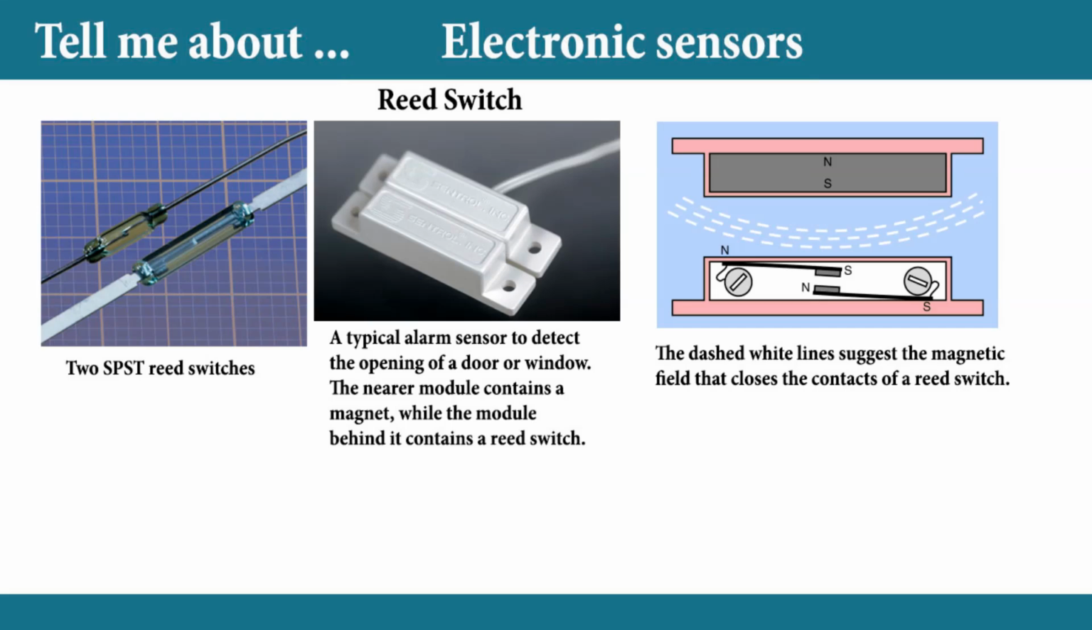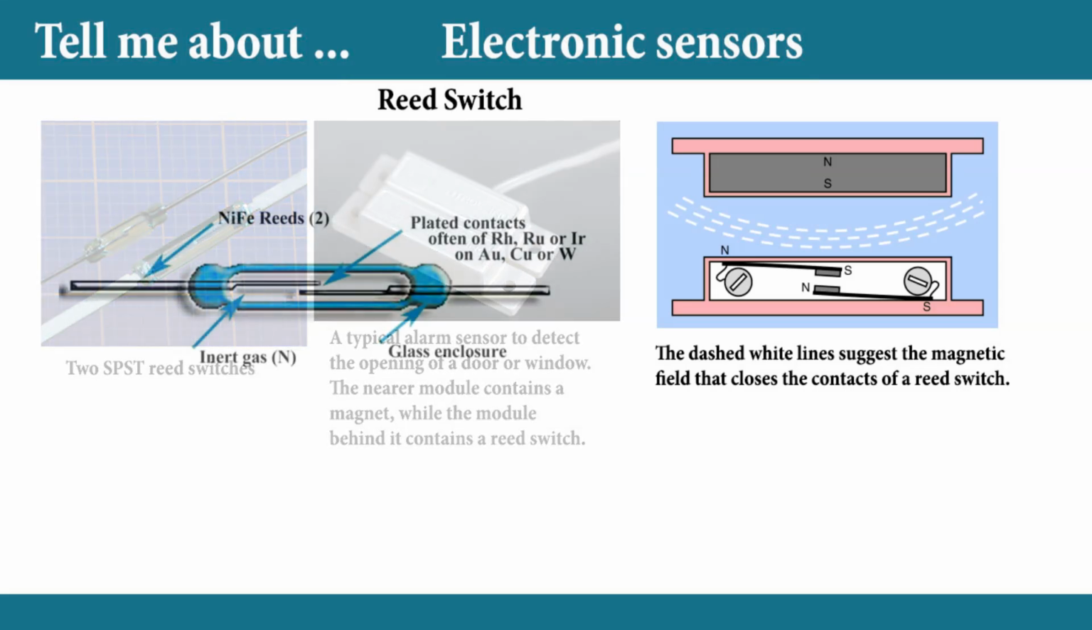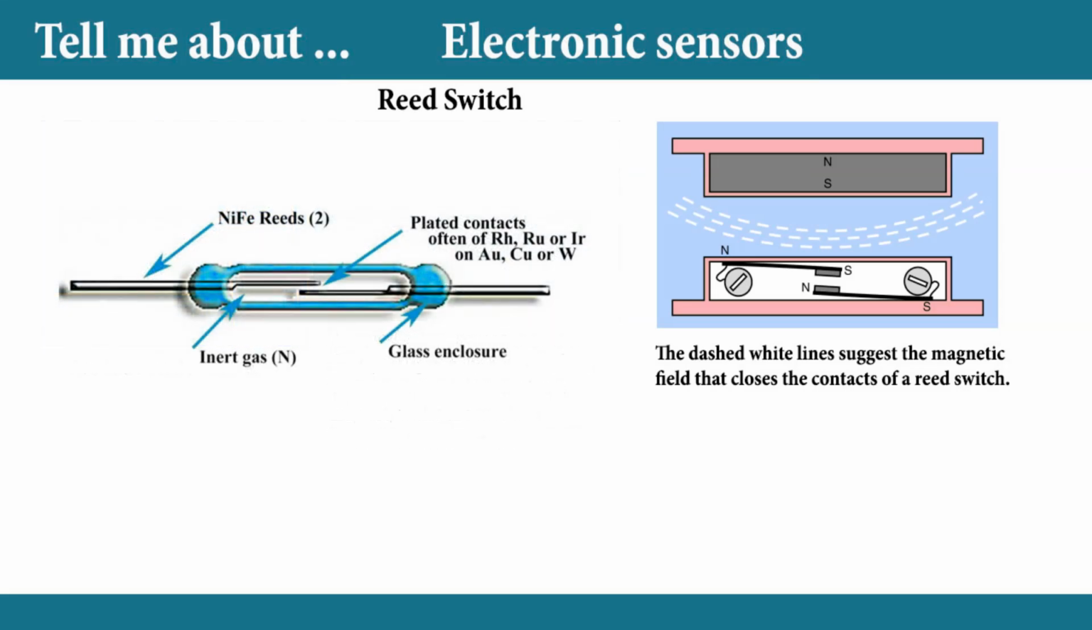Two reed switches are shown in the image. A reed switch exhibits a small amount of hysteresis because the magnetic field strength required to overcome the mechanical resistance of the springy contacts is greater than the field strength required to keep them closed.